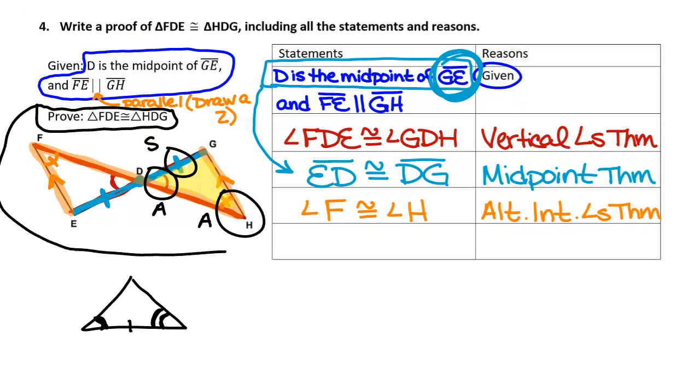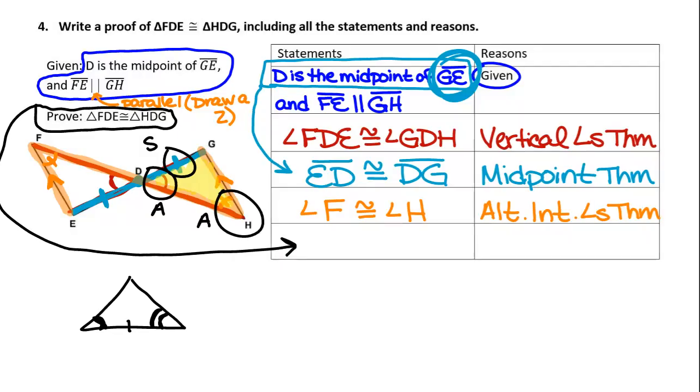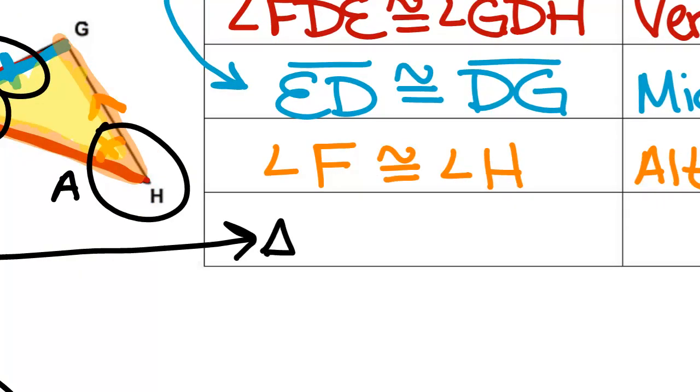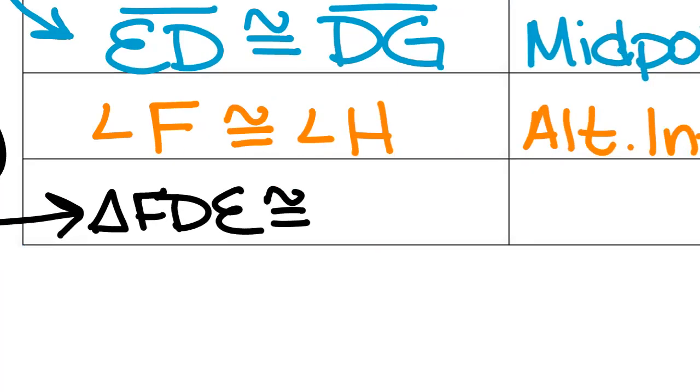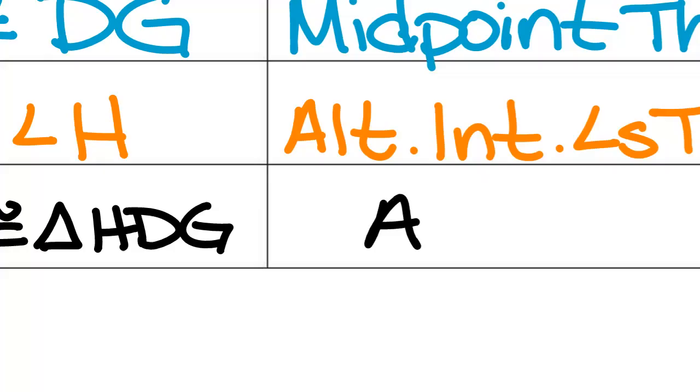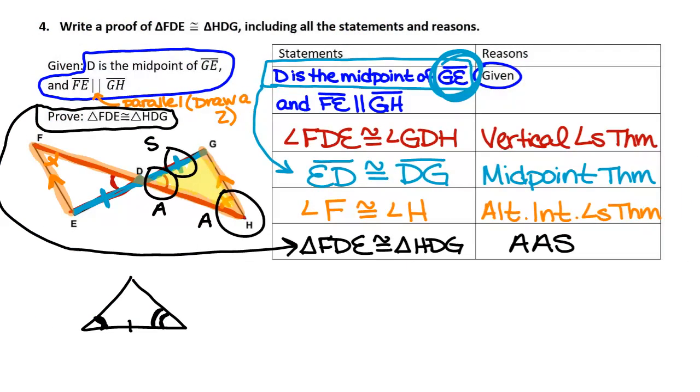Here's the statement that I'm trying to prove. Triangle FDE is congruent to triangle HDG by angle, angle, side. Very nicely done. We're going to try to get through the next two. I know we'll at least get through the next one.